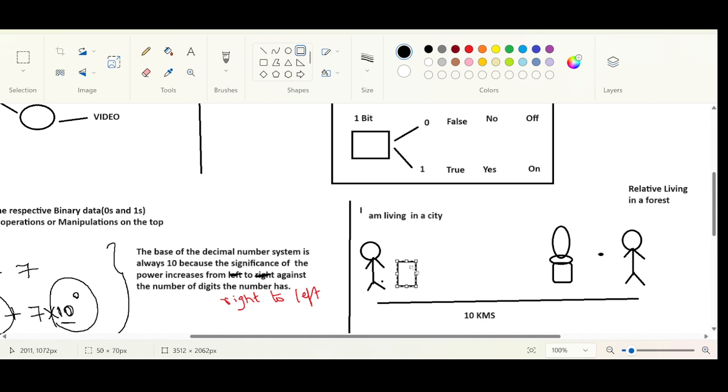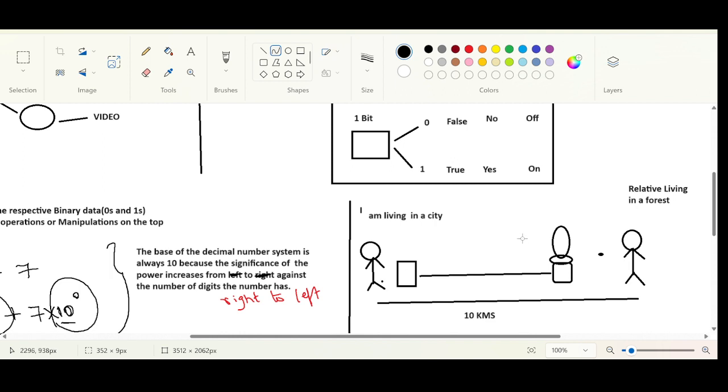I have the switch control with me, and my friend who is living in the forest has a bulb. And this bulb and switch are connected. The circuit is closed with the help of a connection, right? So I can deliver 2 messages to my friend. One is I can tell him 0, or I can tell him 1, or I can tell him false, or I can tell him true.